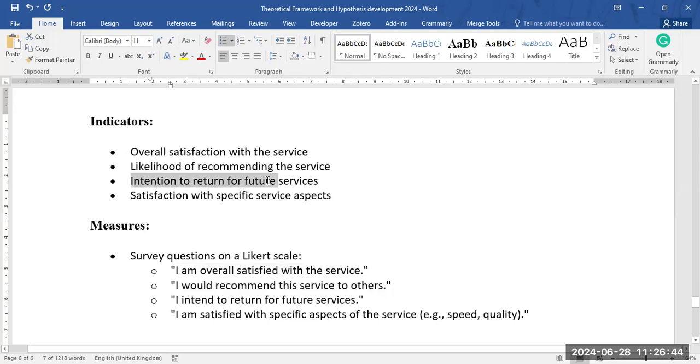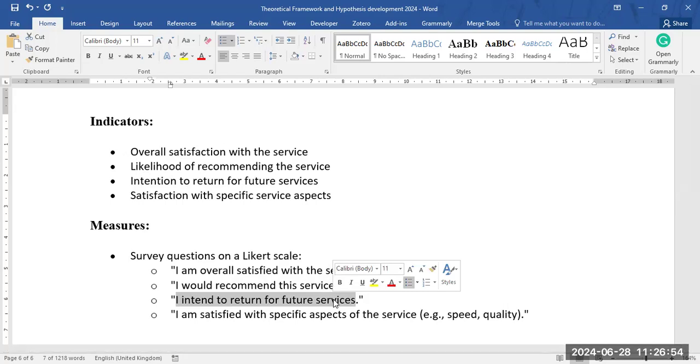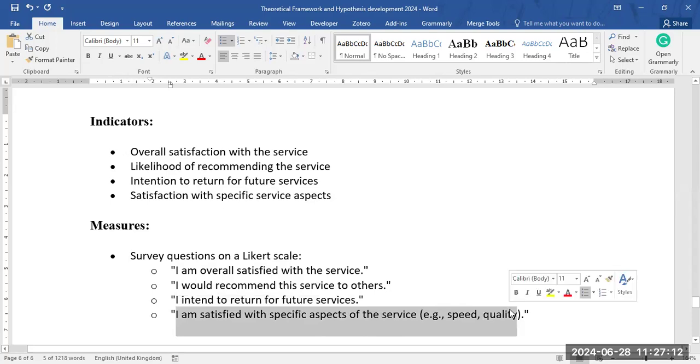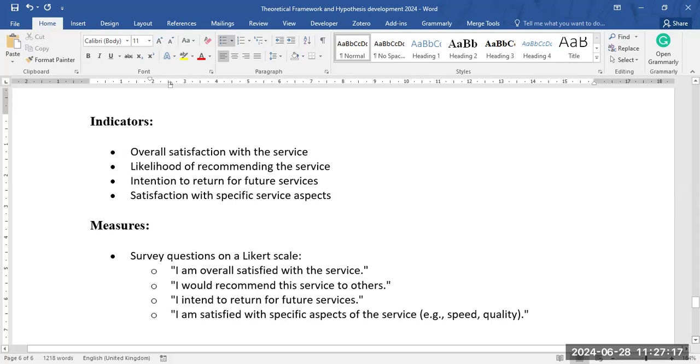Intention to return for future services: I intend to return for future services. If you agree that you have an intention to return for future service, then you can put 5, otherwise other scores. Satisfaction with specific service aspects, and how they are going to measure that: I am satisfied with the specific aspects of services, speed and quality. If you agree, you can put 5, otherwise other scores.